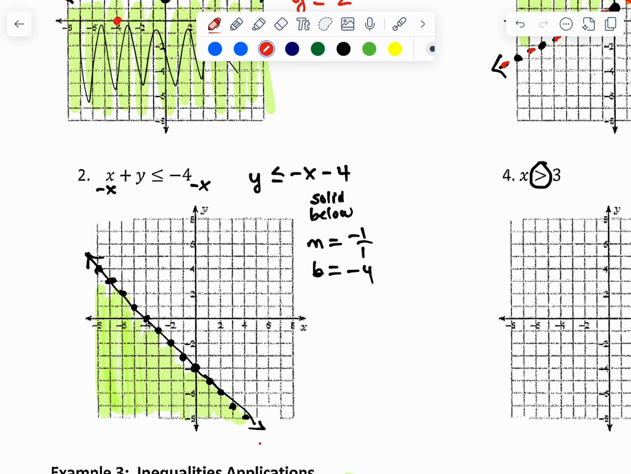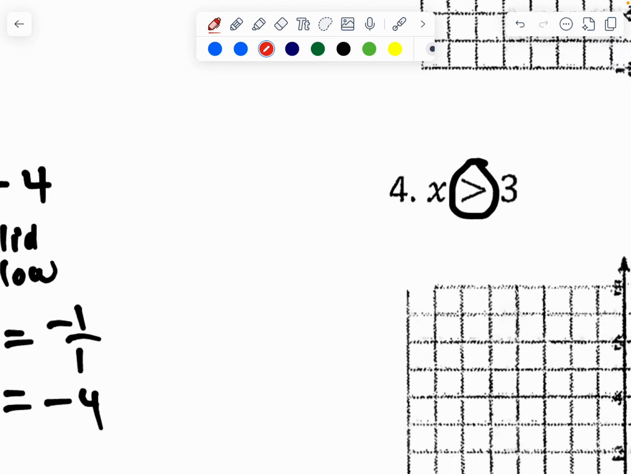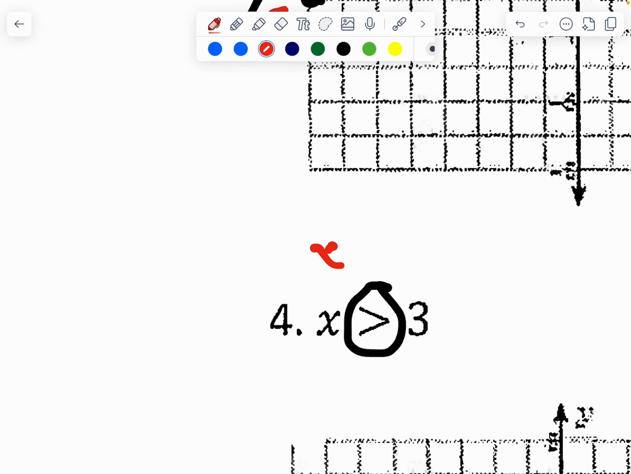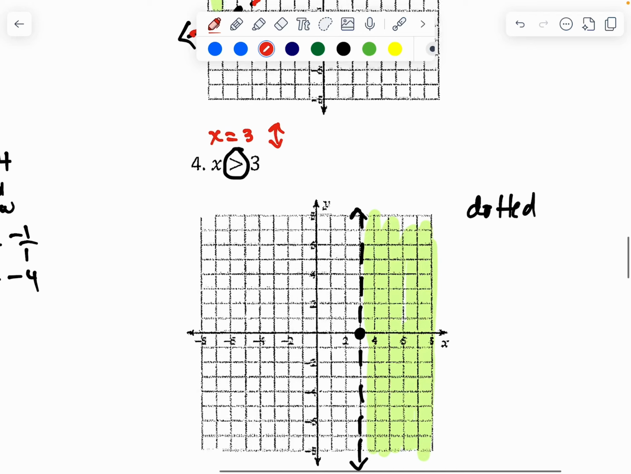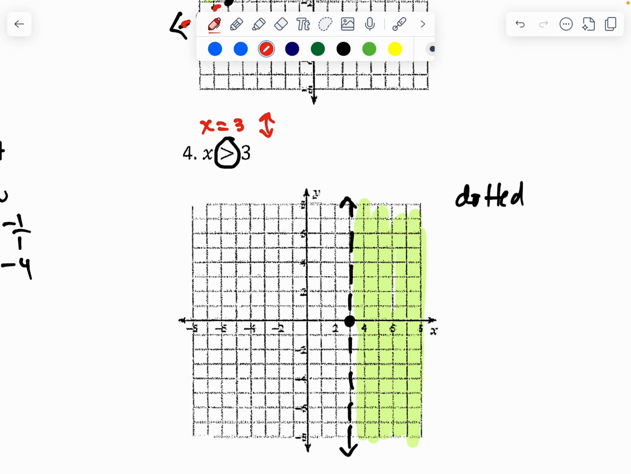All right, number 4 is a little bit different because we can't determine what's above or below. Because we have x is greater than 3, we know that x equal to 3 is a vertical line. So when we graph the vertical line, okay, we're going to have something that looks like this. Because it's dotted, it's greater than, so it's a dotted line, so we're going to make our nice dotted or dashed line. And it's greater than, so it would make sense that all the values that are greater than 3 have to be to the right. So this one's not above or below, this one is to the right or left.